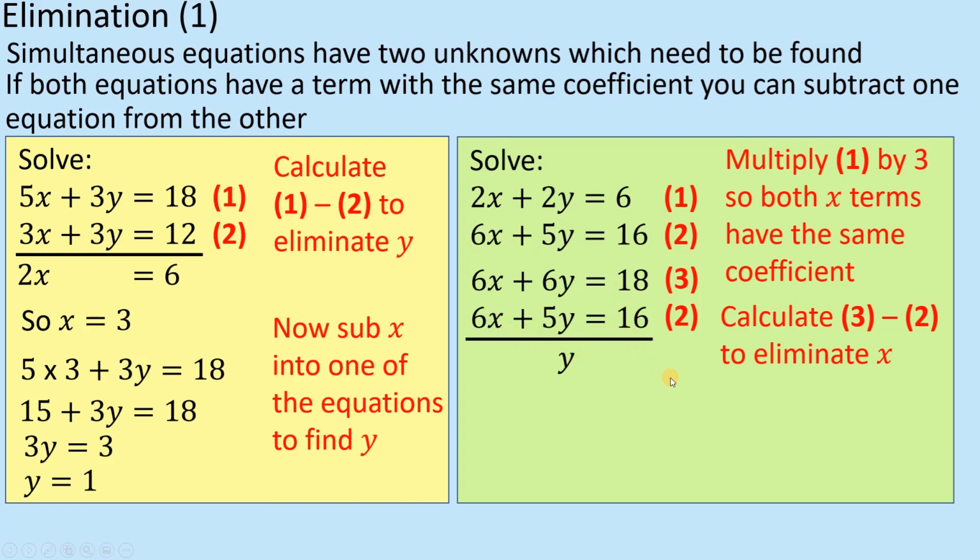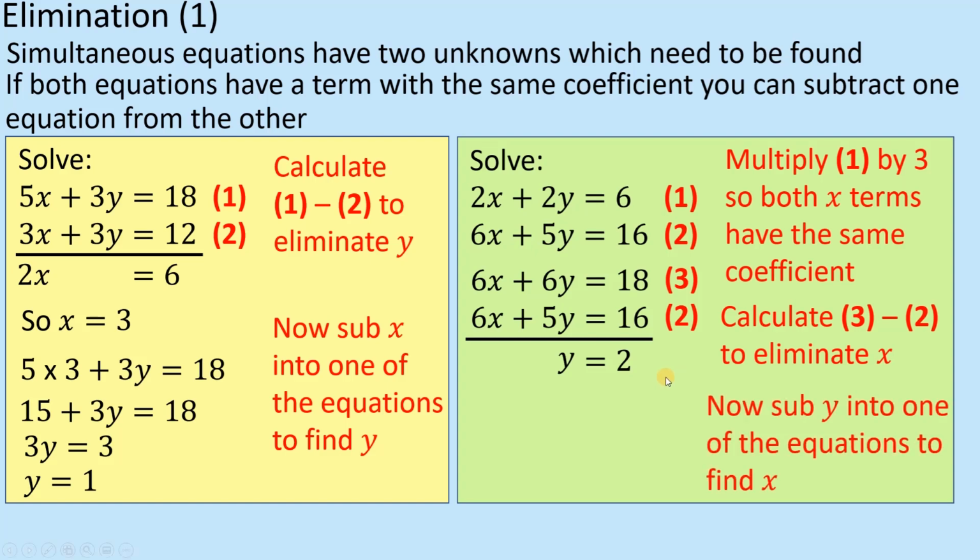And 18 take away 16 is going to give you 2. All right, so y equals 2. Of course, we're not done. We now need to substitute y into one of the equations to find x. So you can choose any of these, to be honest, any of them. But I suppose you would probably want to choose the easiest one, so probably choose the top one.